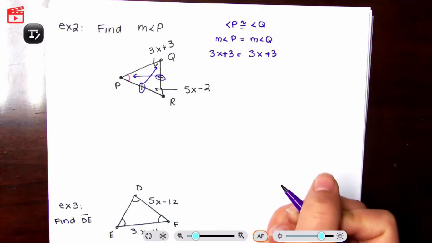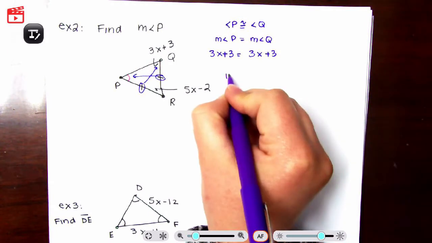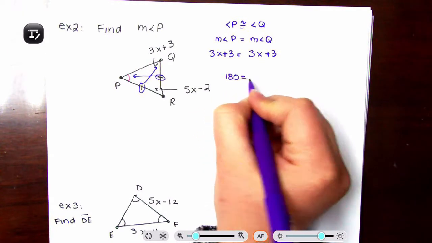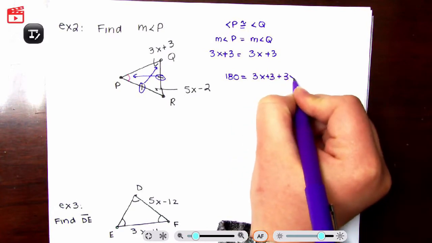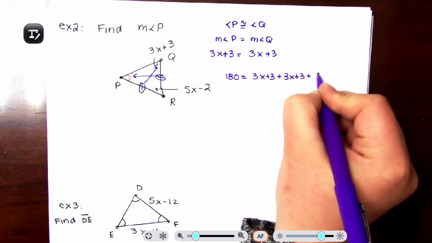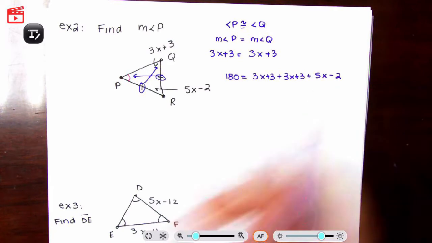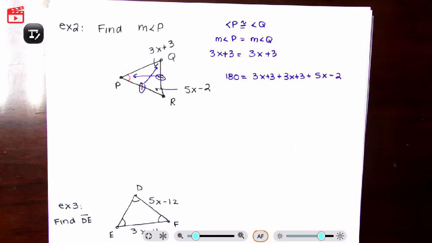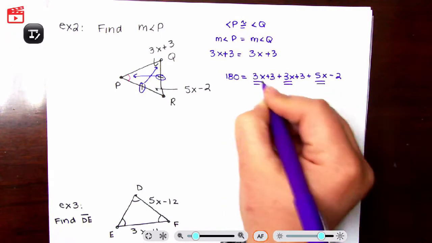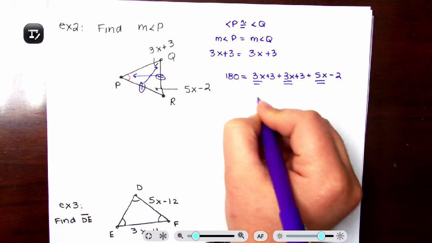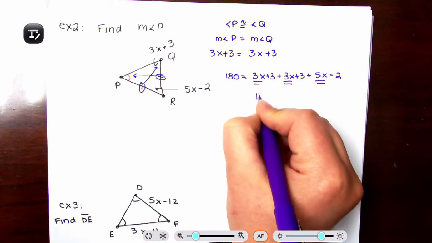So again, how does that help us? Well, we know that the internal angle sum of a triangle is 180 degrees. So we have 3x plus 3 and 3x plus 3 and 5x minus 2, and all of that is going to be equal to 180 degrees. Combining like terms, 3 plus 3 plus 5 means I have 11x.